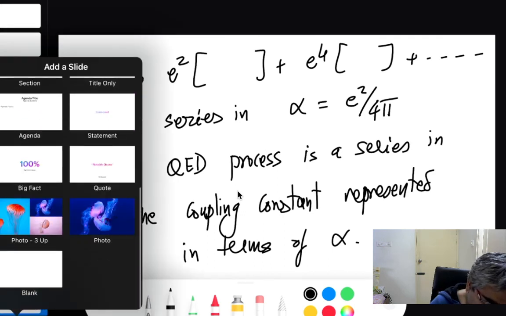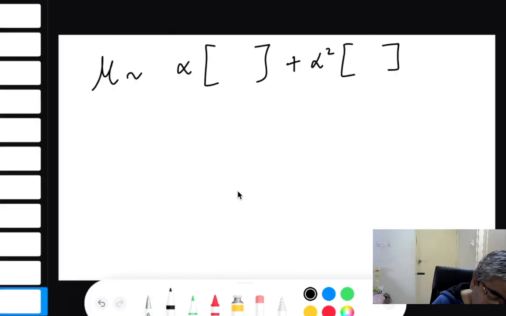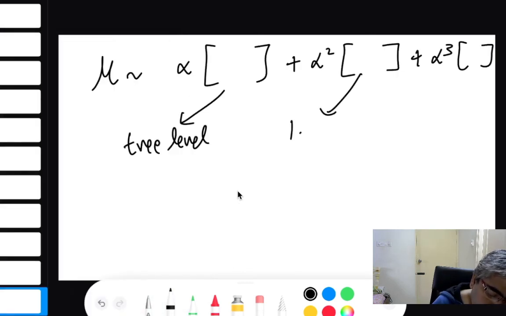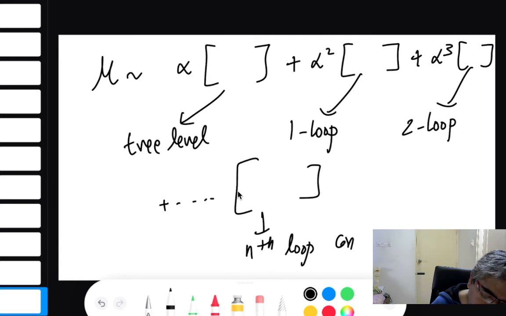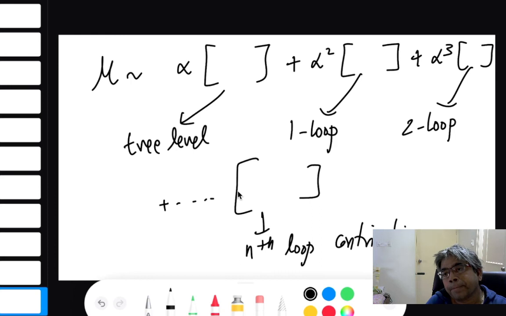The amplitude essentially is alpha plus alpha squared plus alpha cubed, and so on. These are tree level, one loop, two loop, and in principle there will be an nth loop contribution. Because alpha is very, very small compared to 1, this series converges, so we are not really bothered about this, unless there are extremely highly refined experiments which can measure these processes.